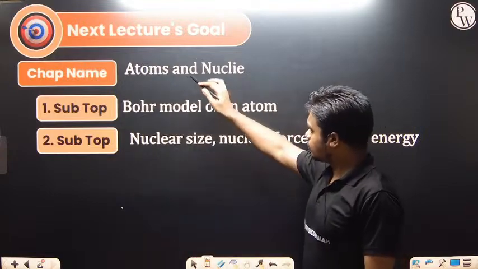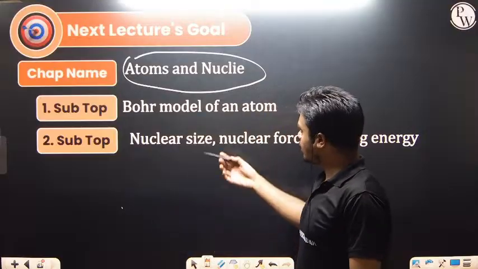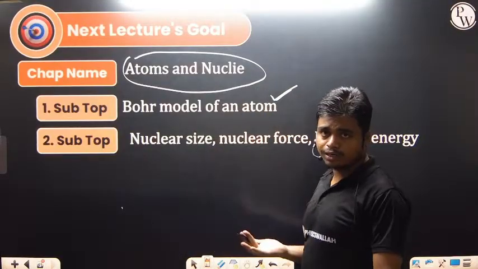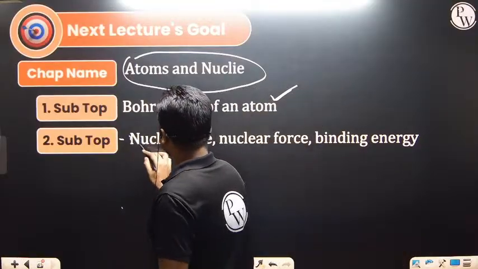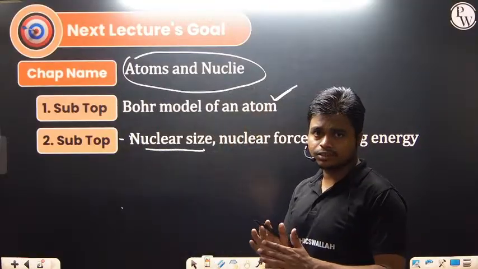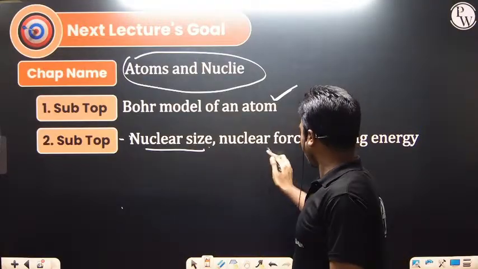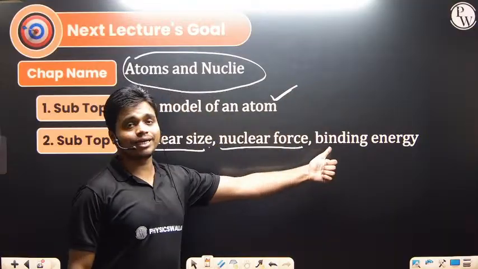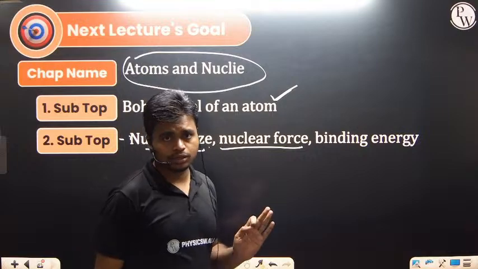Tomorrow we'll be discussing modern physics. The next topic is atoms and nuclei. In atoms, the major question comes from the Bohr model of an atom. In chemistry also you might have discussed it a little bit. And in nuclei we'll be discussing nuclear size, nucleus density, volume, area, surface area, nuclear force, what is nuclear force, strong nuclear force, weak nuclear force, and binding energy, mass defect. These are the topics we'll be covering in tomorrow's topic.